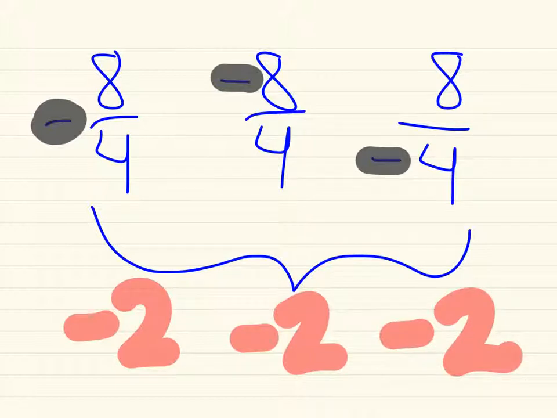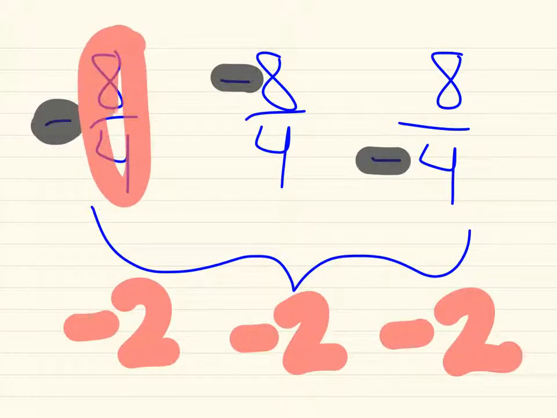So for the first one, we can say 8 divided by 4 is 2, and now take the opposite. In the second one, it's like saying negative 8 divided by a positive 4 would give us negative 2. And in the last one, it's like saying 8 divided by negative 4 is negative 2. All 3 of these fractions are equivalent.